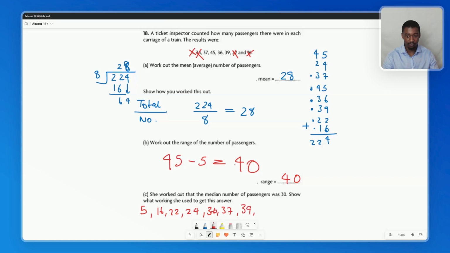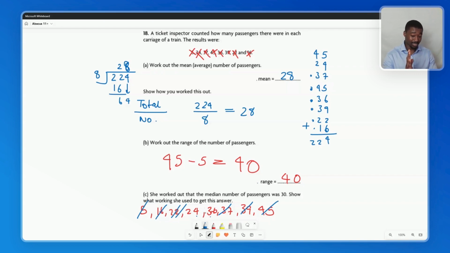And finally, we have 45. Okay. So now that we've ordered the numbers, we can cancel them out from each side to try and find the middle number. That's what median means, the middle number. Okay, so now the middle numbers we have are 24 and 36.